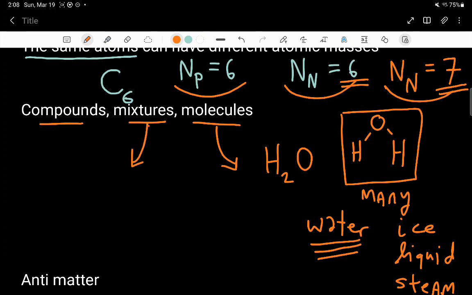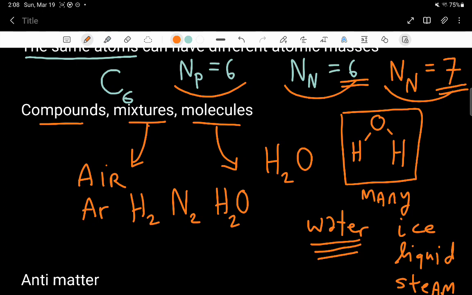Mixtures are just like, for example, the air in our atmosphere is a mixture. It's a mixture of, for example, argon gas, hydrogen gas, nitrogen gas, gaseous water, or actually water vapor, right, in our air. And it's a mixture in the sense that these things are all present in air, but they are not chemically interacting, right?